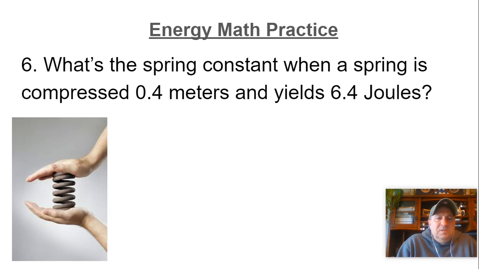What's the spring constant? Number 6, what's the spring constant when a spring is compressed 0.4 meters and equals 6.4 joules? So we have a distance of the compressed spring, and we have an energy amount of 6.4 joules. So you have to find the spring constant. So you need to remember which variable that was and which equation to use. Go ahead and solve that one now, and go on to number 7 by pushing start on the video again when you're done.